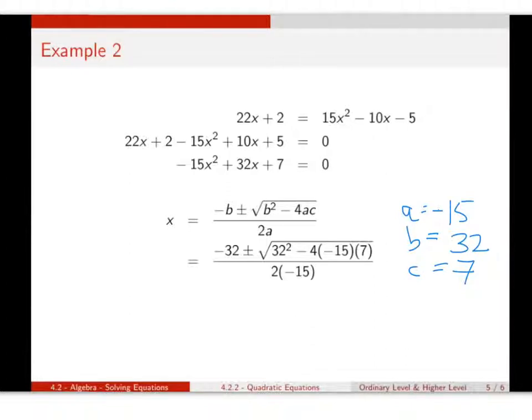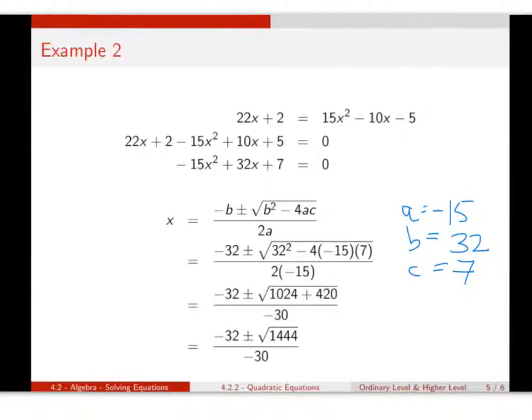So let's look at our equation. A is the term in front of x squared, it's minus 15. B is the term in front of x, it's 32. And c is the constant, so it's 7. So I've just subbed them into the formula there. So I've got minus 32 plus or minus the root of 32 squared minus 4 times minus 15 times 7 all over 2 times minus 15. And that tidies up to give me minus 32 plus or minus the root of 1024 plus 420 over minus 30. And you can do that with a calculator. That tidies up to give me minus 32 plus or minus the root of 1444 over minus 30.